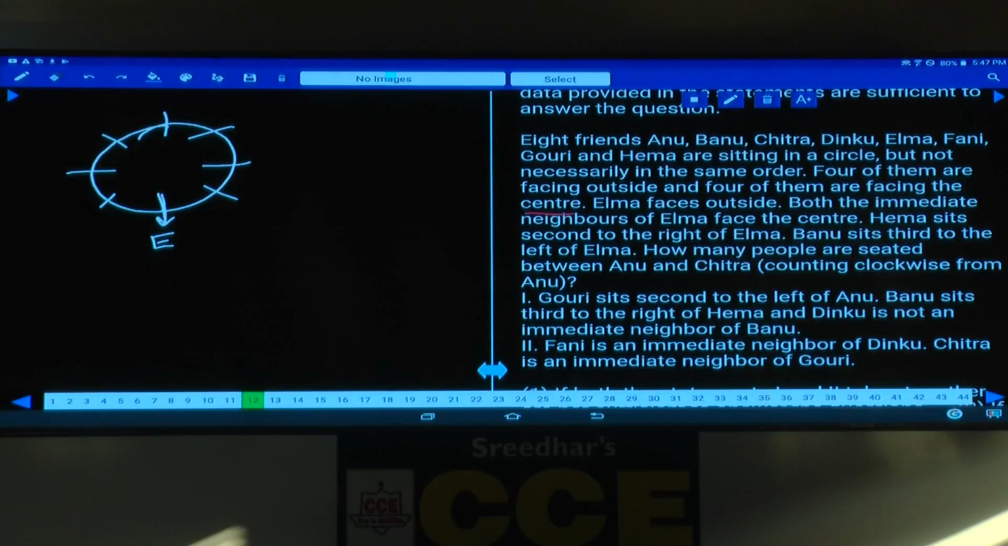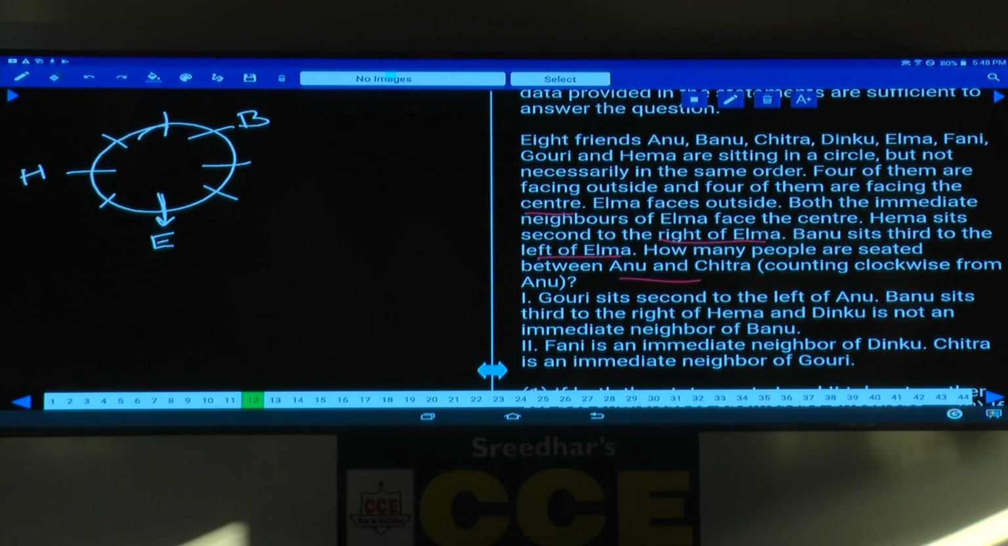H sits second to the right of E, so H will be here. B sits third to the left of E, so B will be here. This is the fixed information. How many people are seated between A and C? Now the question is about how many persons are in between A and C.